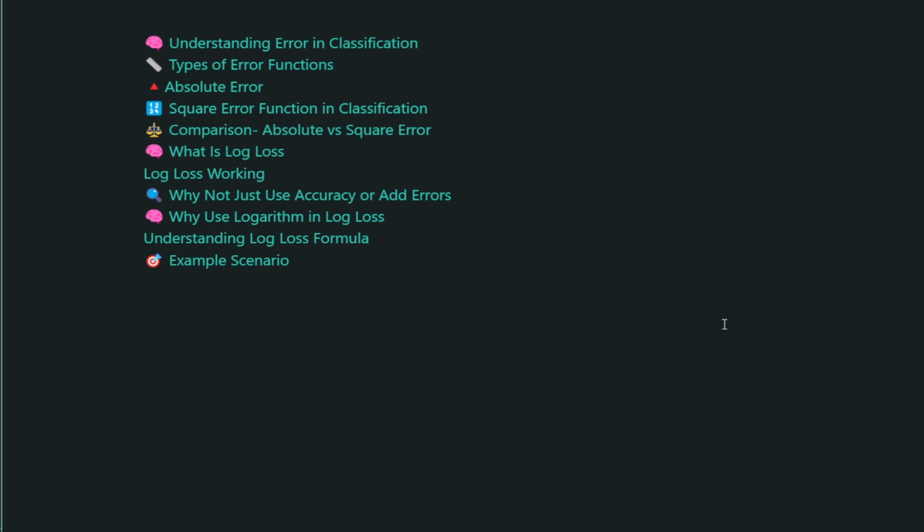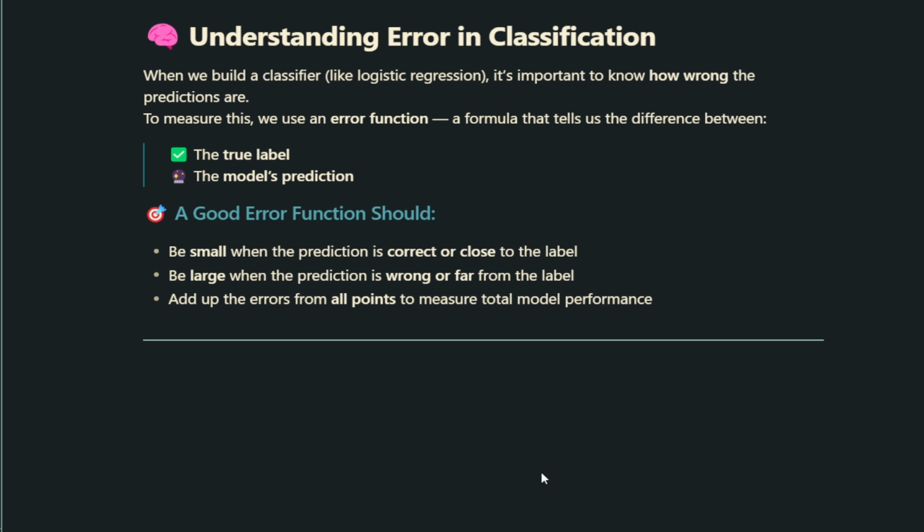So stick with me till the end because by the time we are done, you will have a crystal clear understanding of classification errors and log loss. Let's get started. Now let's start with understanding error in classification.